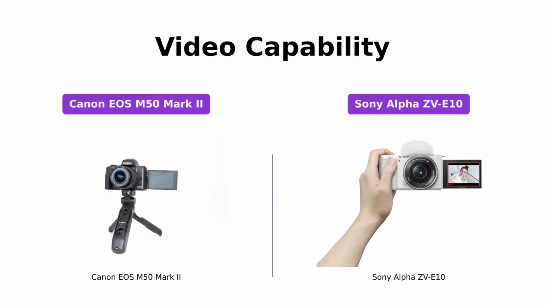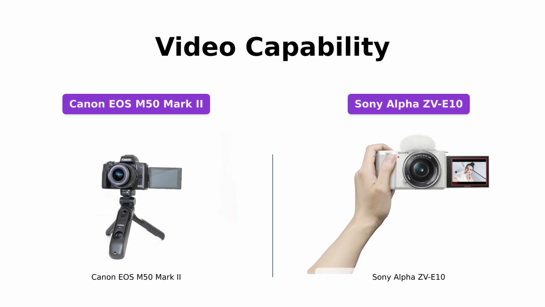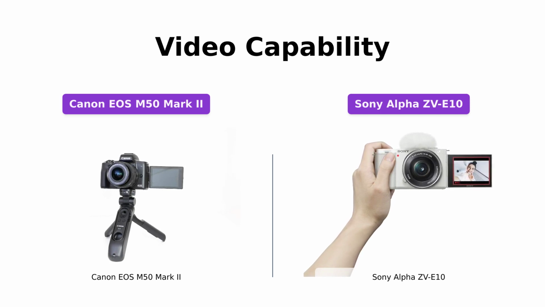If you're into videography, both cameras have something to offer. The Canon EOS M50 Mark II supports 4K UHD 24p and HD 120p for slow-motion footage, making it versatile for various shooting styles. On the other hand, the Sony Alpha ZV-E10 excels at video recording with its 4K movie oversampled from 6K, providing incredible detail and no pixel binning.